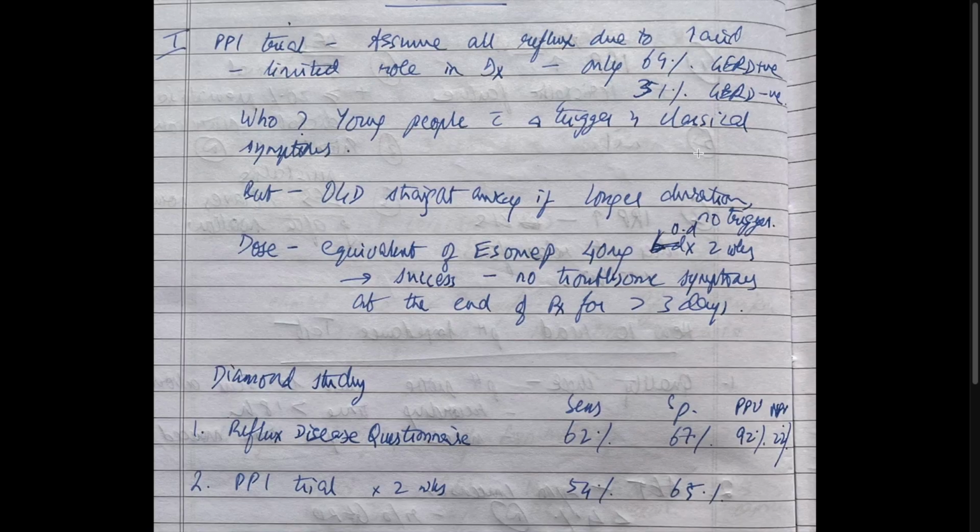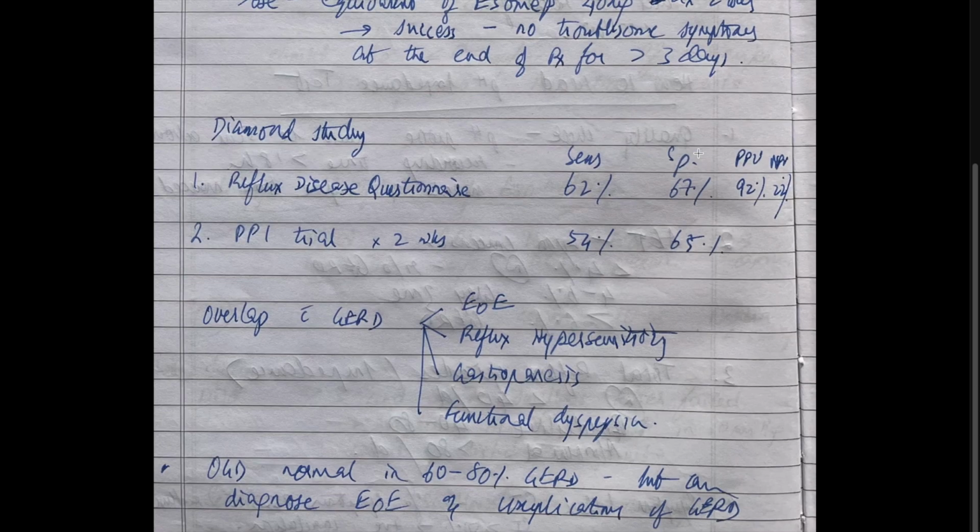If there is success and there are no troublesome symptoms at the end of treatment for more than 2 days, we call it presumed GERD. The DIAMOND study used the reflux disease questionnaire, which had a sensitivity of 62%, specificity of 67%, positive predictive value of 92%, but a very low negative predictive value. The PPI trial for 2 weeks had 54% sensitivity and 65% specificity. And there was an overlap with GERD of eosinophilic esophagitis, reflux hypersensitivity, gastroparesis, and functional dyspepsia.